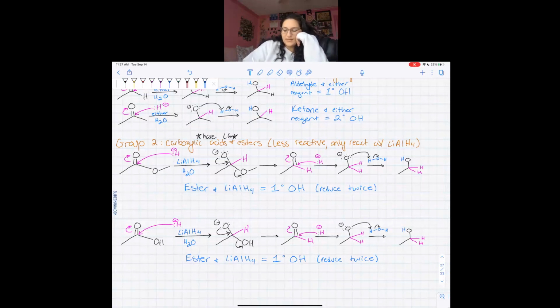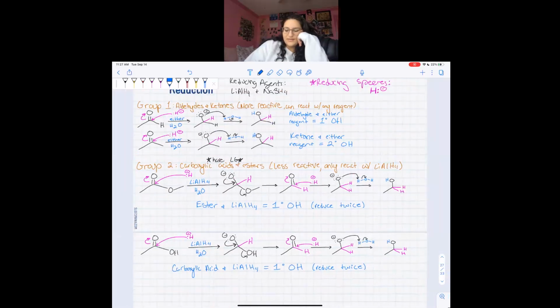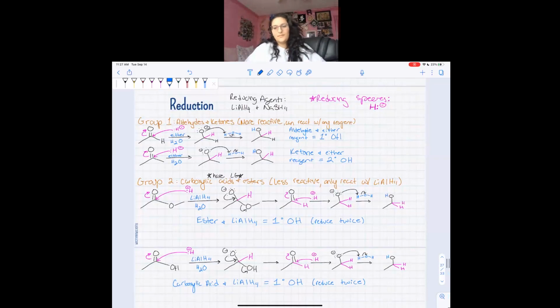So we're going to say a carboxylic acid plus LiAlH4 equals a primary alcohol. Let me zoom out a tad so you can see this whole thing at once. And there are a couple practice problems for this, so we can go over that in a sec. Any questions, comments, concerns, anything like that for reduction?